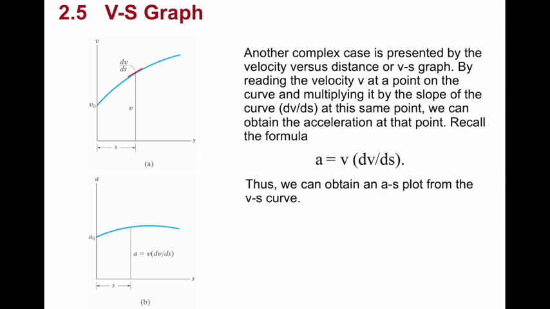Now if we want to go backwards, we have a-s to v-s, but we can also go from v-s to a-s graphs. We know that the acceleration is v dv/ds, so dv/ds is just the slope here. If I find the slope in the v-s graph and multiply by the velocity at that interval, you'll have your acceleration. So we can obtain the a-s plot from the v-s curve as well.